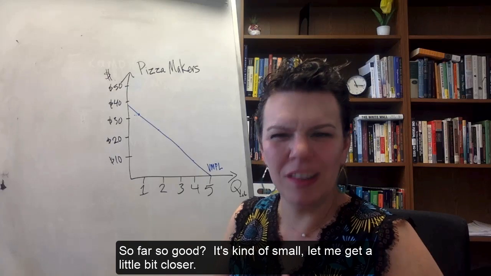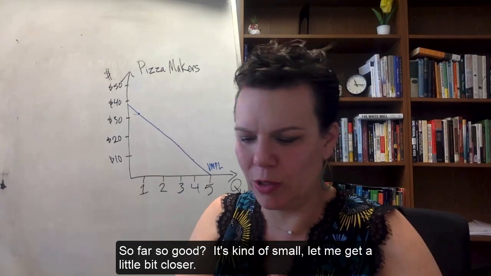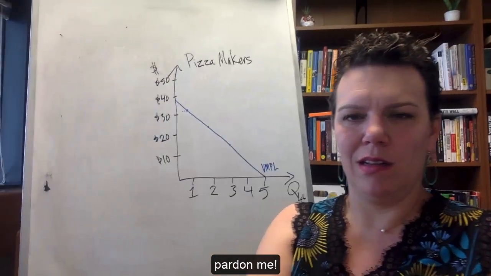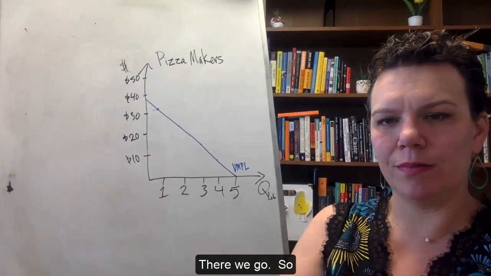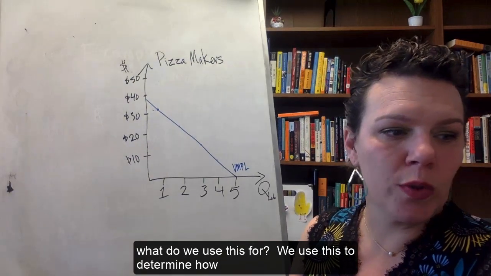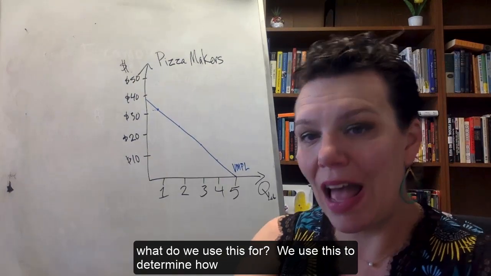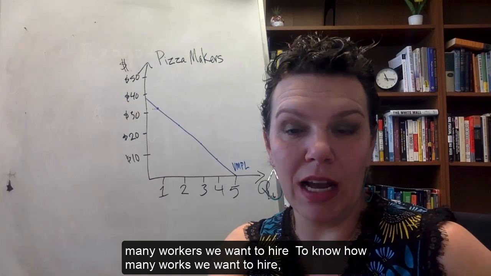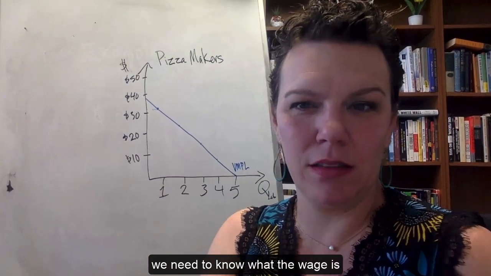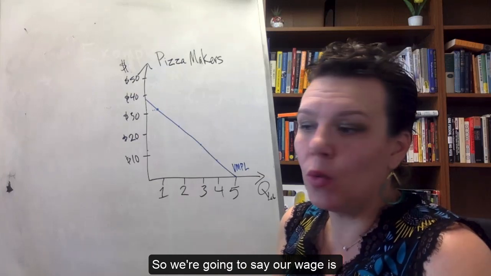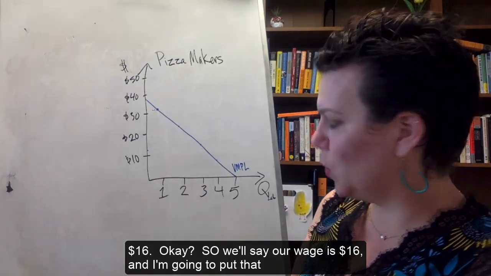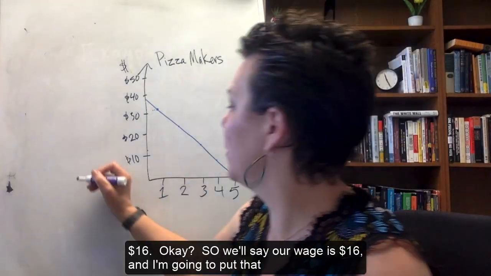So far, so good? That's kind of small. Let me see if I can get a little closer. There we go, that's a little better. Cool. So what do we use this for? We use this to determine how many workers we want to hire. To know how many workers we want to hire, we need to know what the wage is. So we're going to say our wage is $16. I'm going to put that right here.